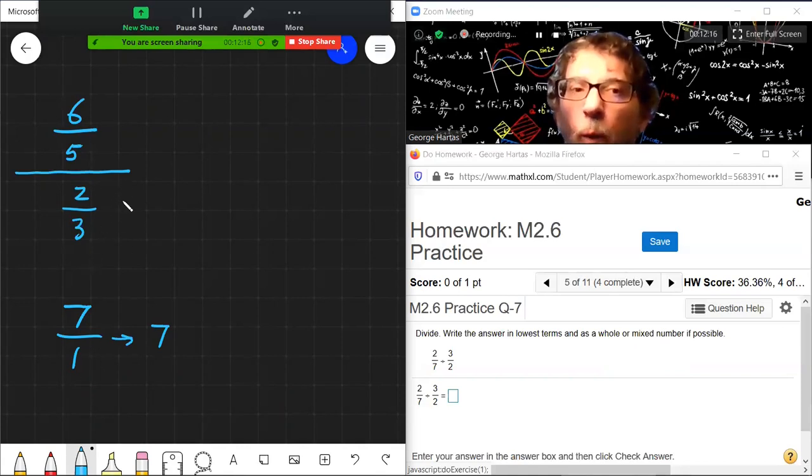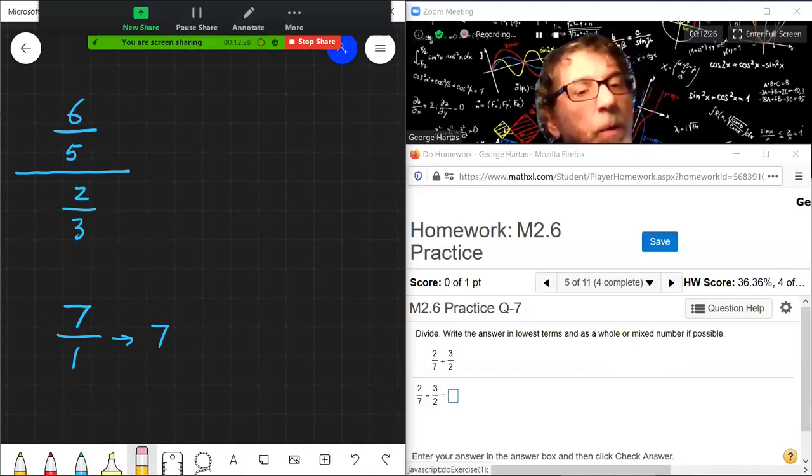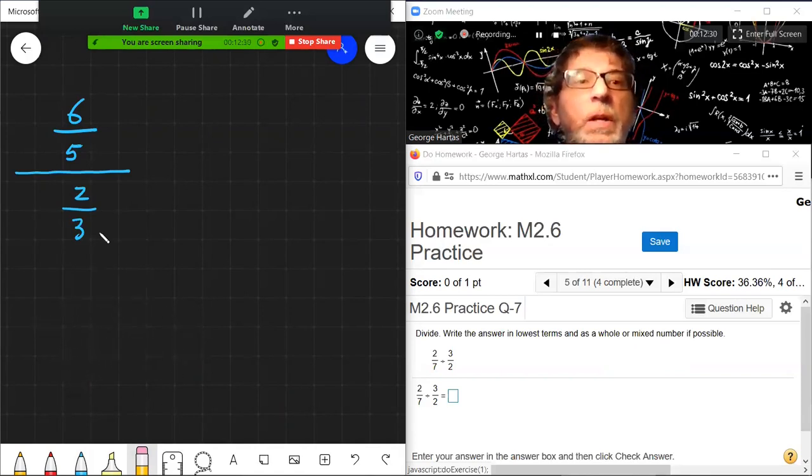What if we could make the bottom, the denominator, become 1? What if we could do that? Actually, there is a way we can do that. And the way we can do that is to multiply by its reciprocal.